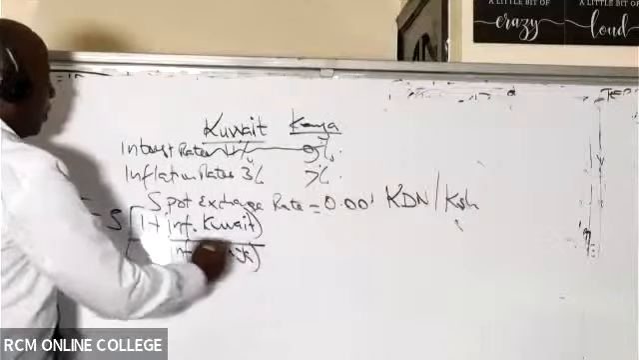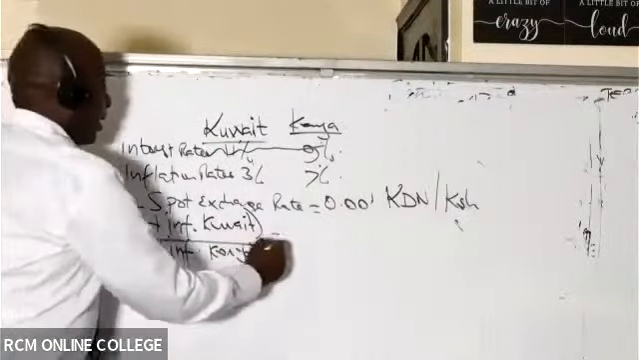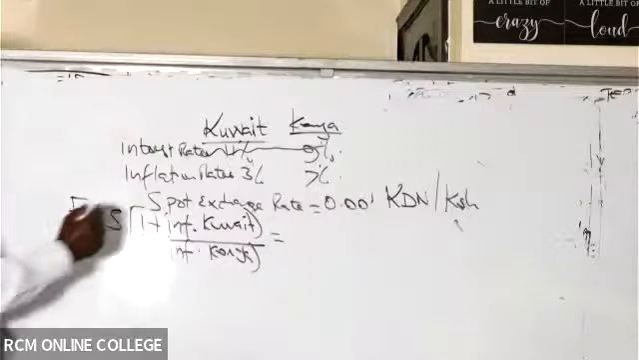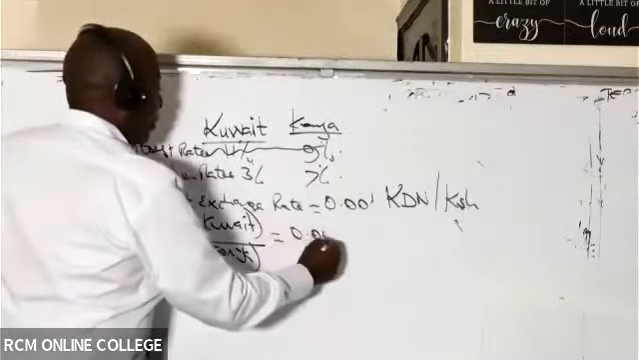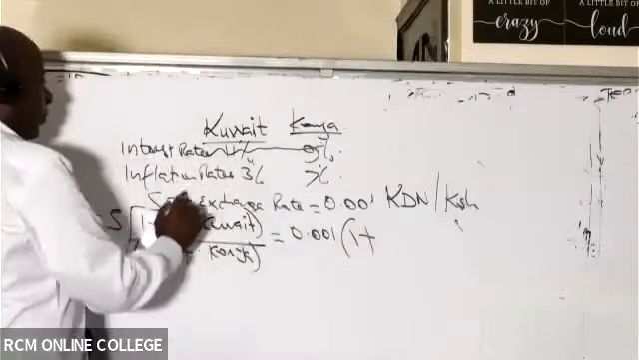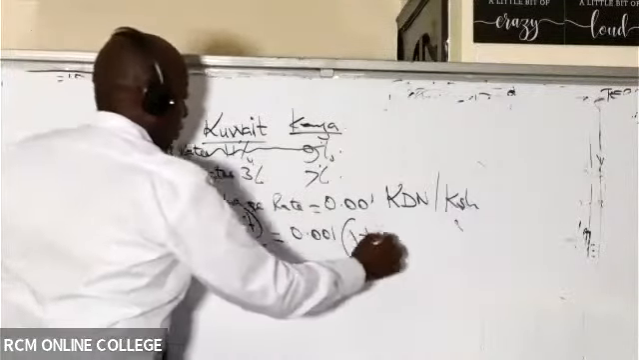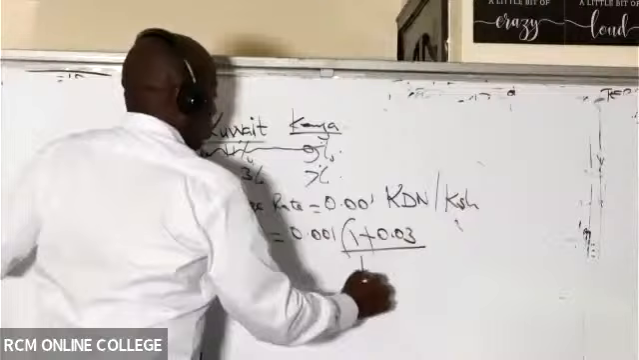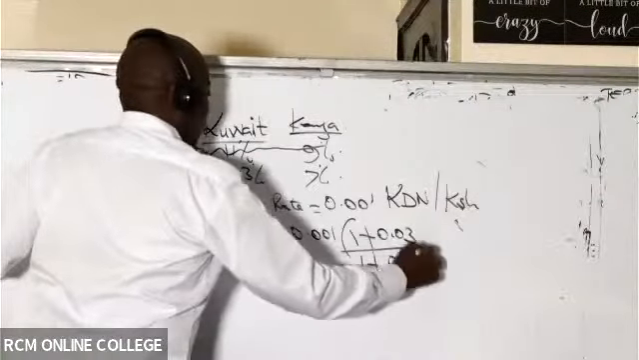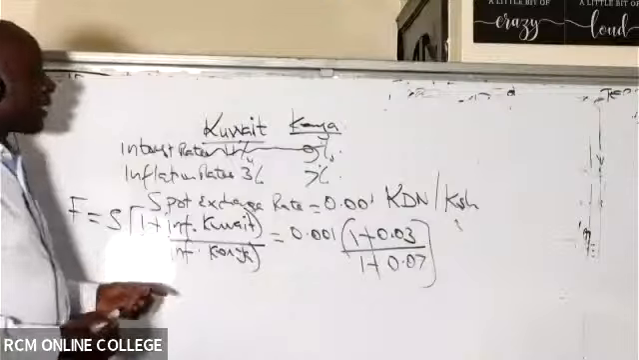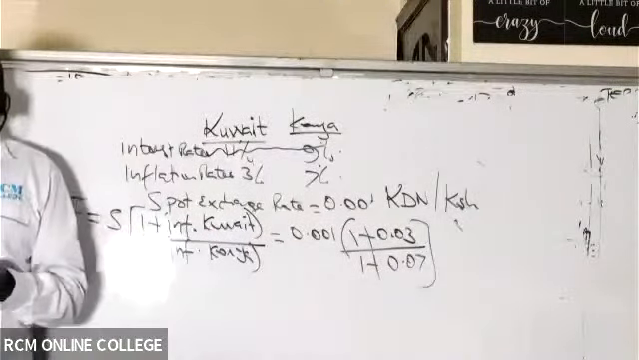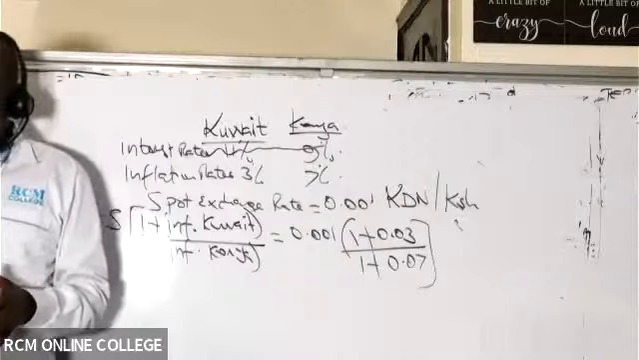So now S here will be 0.01 into 1 plus Kuwait inflation, Kuwait inflation is 0.03, all over 1 plus inflation in Kenya 0.07. If you guys were to be very honest with me, is there somebody who used Kenya? Is there somebody who took Kenya on top? If you are to be very honest with me.